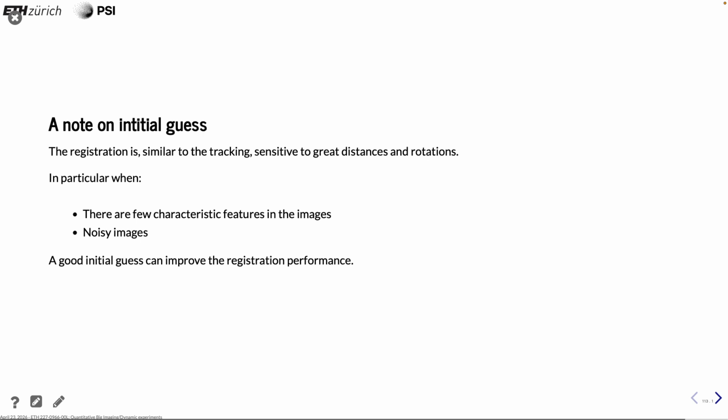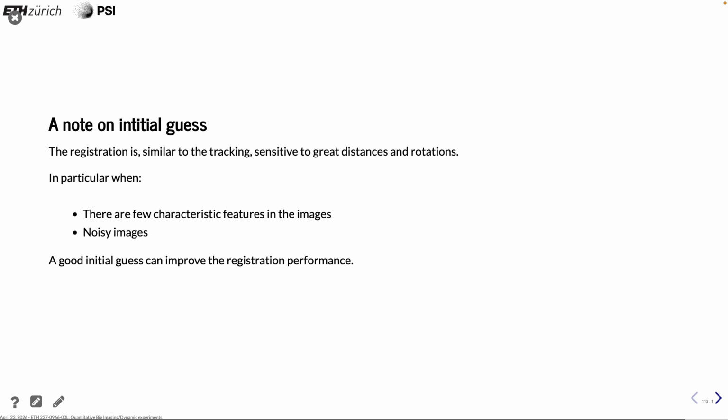Another thing is also the initial guess. With these registration techniques, the more complicated the image is, or if you have too many very similar structures or patterns, it's very hard for the registration to find the right spot. So you have to give it the first position to know where it should start, or prepare the images in a way that you only have to move a few pixels to get the perfect alignment.